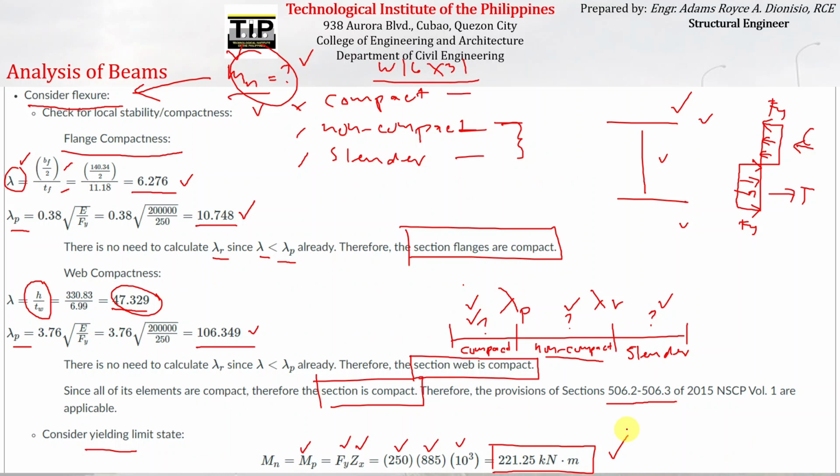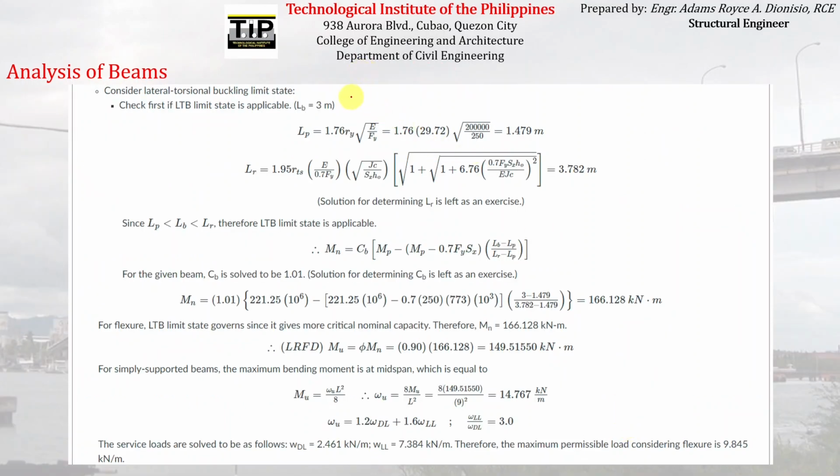As we have discussed a while ago, we also have another limit state, which is lateral torsional buckling. We don't want our steel beam to experience yielding as well as lateral torsional buckling. That's why we are checking their capacity with respect to those limit states. So we are now finished on finding the moment capacity with respect to yielding.